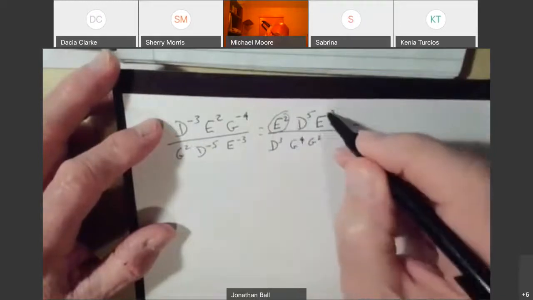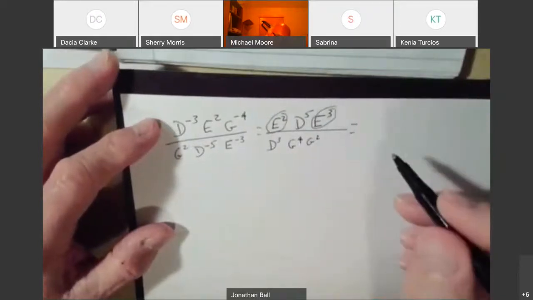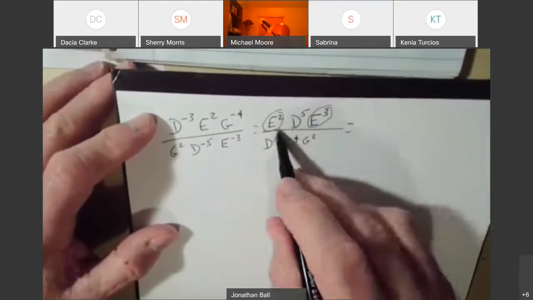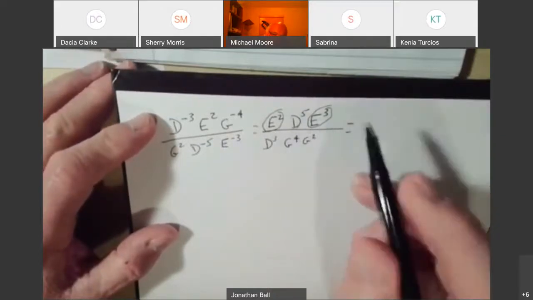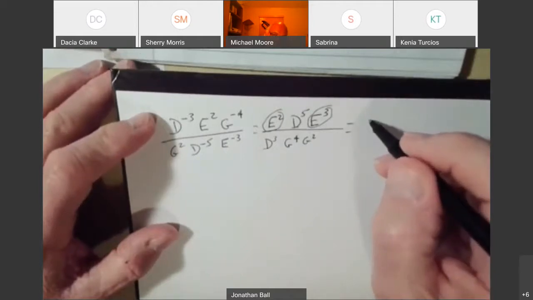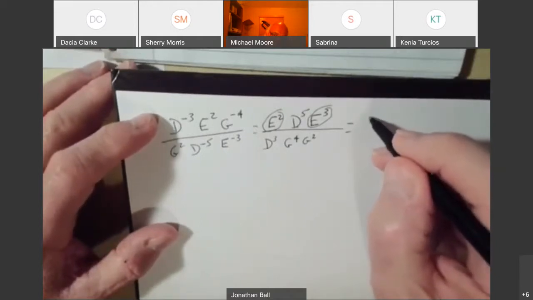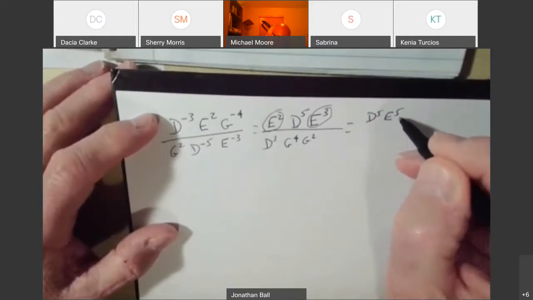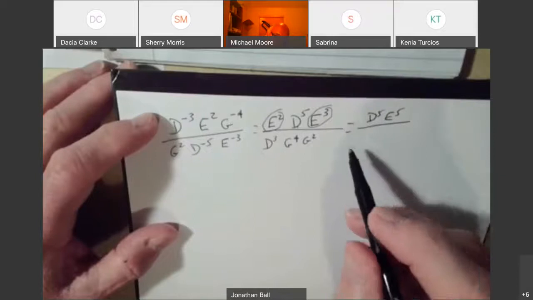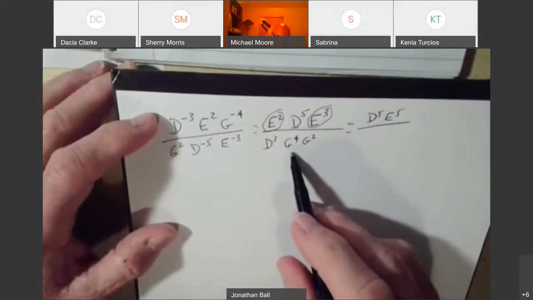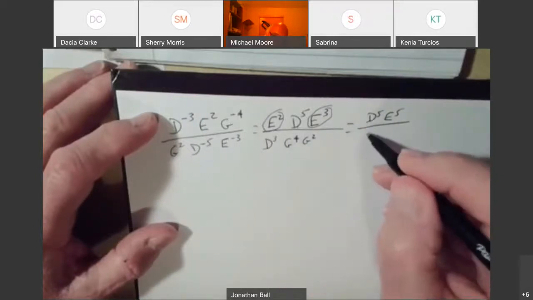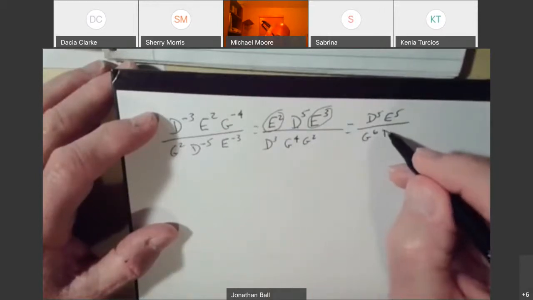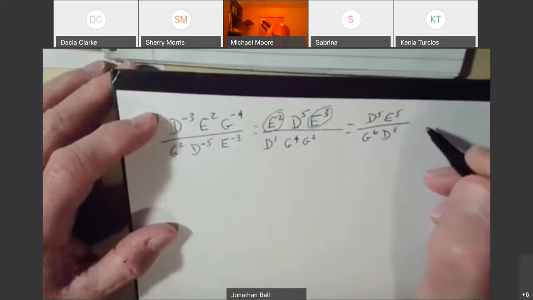We have e squared here and e cubed here. So that's going to be to the 5th power. D to the 5th. When we have the same exponents, we do alphabetical order first. So it's d to the 5, e to the 5 over g to the 6th, all right, 4 and 2, d cubed.